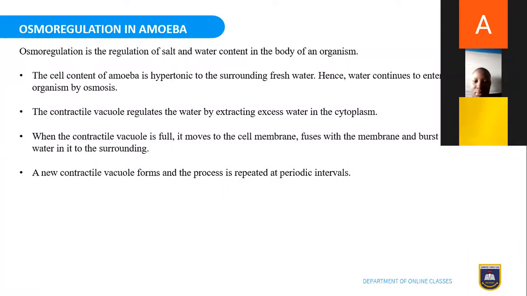The cell content of amoeba is hypotonic to the surrounding fresh water. Hence, water continues to enter the organism by osmosis. Please, this simply means that the cell content of amoeba is hypertonic to the surrounding fresh water. Hence, water continues to enter the organism by osmosis. Okay. This means that the water content in the organism amoeba has a higher concentration than the water surrounding it.